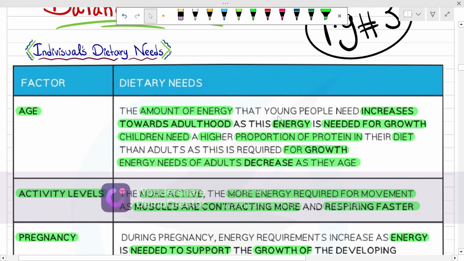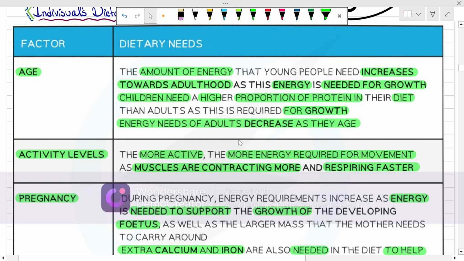Individual dietary needs. Factors affecting the dietary needs for humans. Age. The amount of energy needed increases until adulthood as energy is needed for growth. So as you're growing from a child to adulthood, your total input of energy needed will increase, but after adulthood, your energy needs will eventually begin to decrease, as your metabolism will decrease and your energy needed for growth will also decrease as you have finished the optimum age limit of growth.